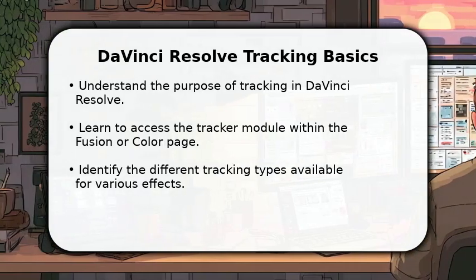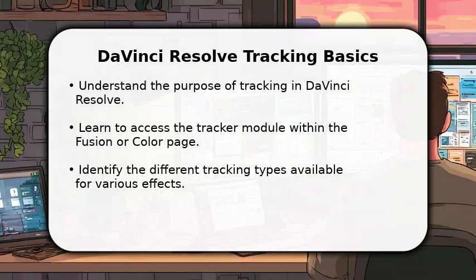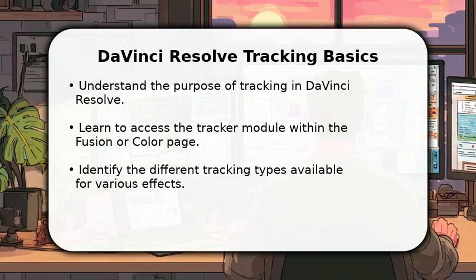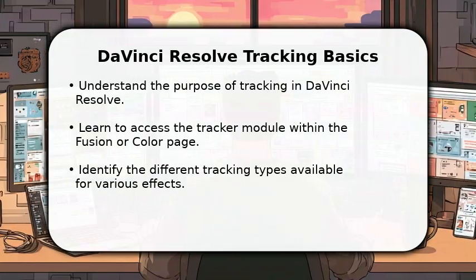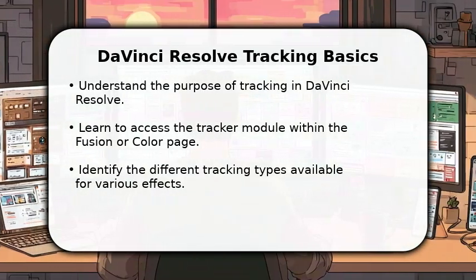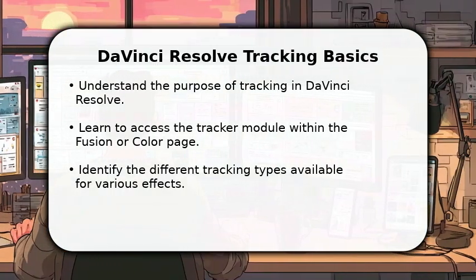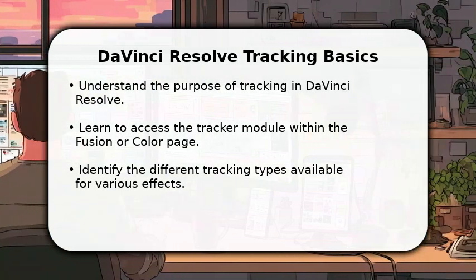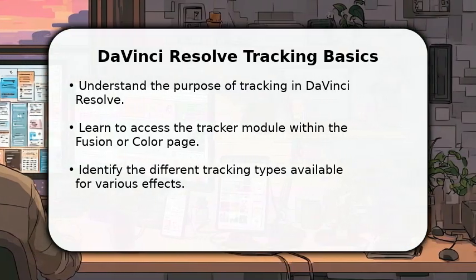Enjoy the video. In this video, I will explain how to use the tracker in DaVinci Resolve. We'll begin by understanding the fundamental purpose of tracking, which allows you to isolate and follow specific elements within your footage. You'll learn how to navigate to the tracker module, typically found on the Color or Fusion page, and identify the various tracking types available, such as point, planar, and perspective tracking. This foundational knowledge is crucial for achieving precise visual effects and motion graphics in your projects.